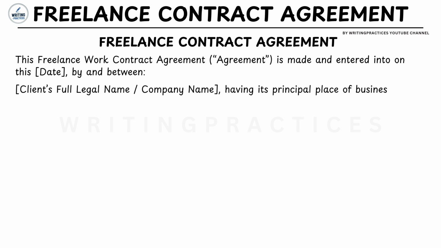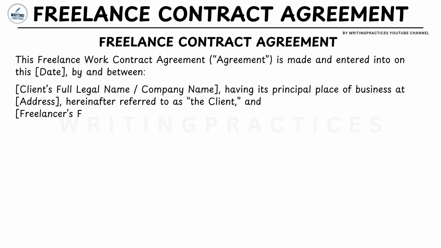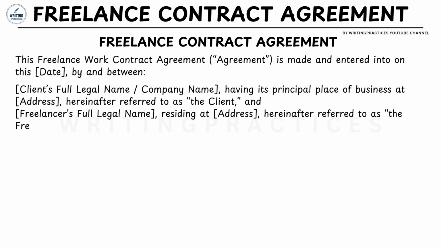Opening statement and identification of the parties. This freelance work contract agreement is made and entered into on this date by and between client's full legal name, company name, having its principal place of business at address, hereinafter referred to as the client, and freelancer's full legal name, residing at address, hereinafter referred to as the freelancer, collectively referred to as the parties.